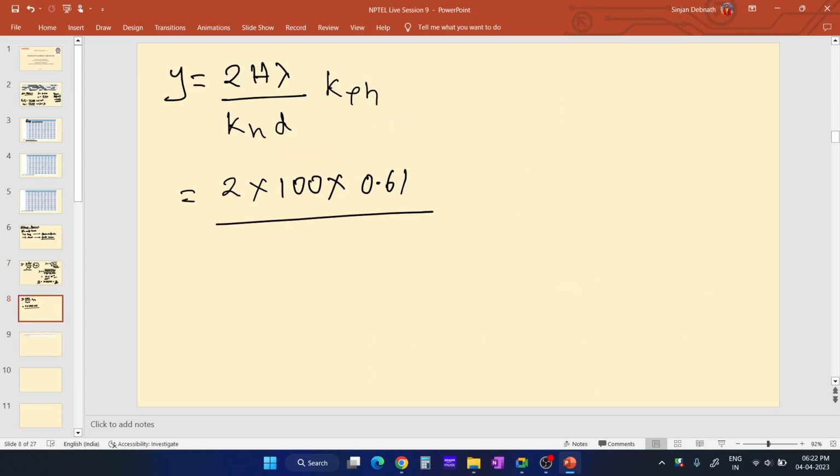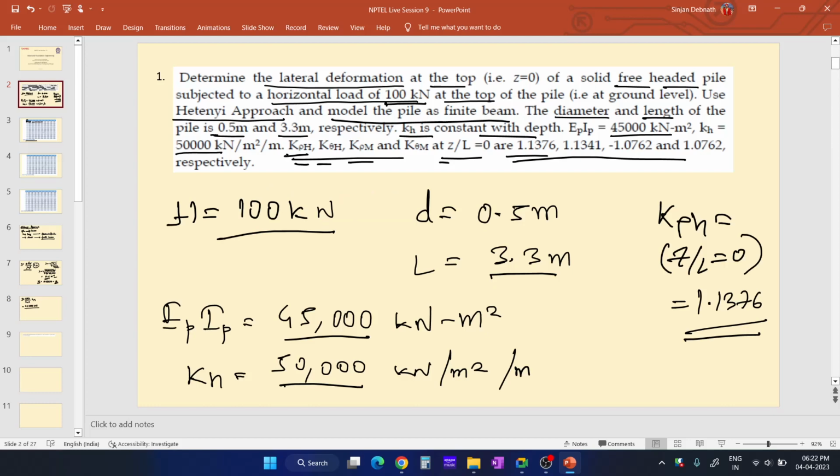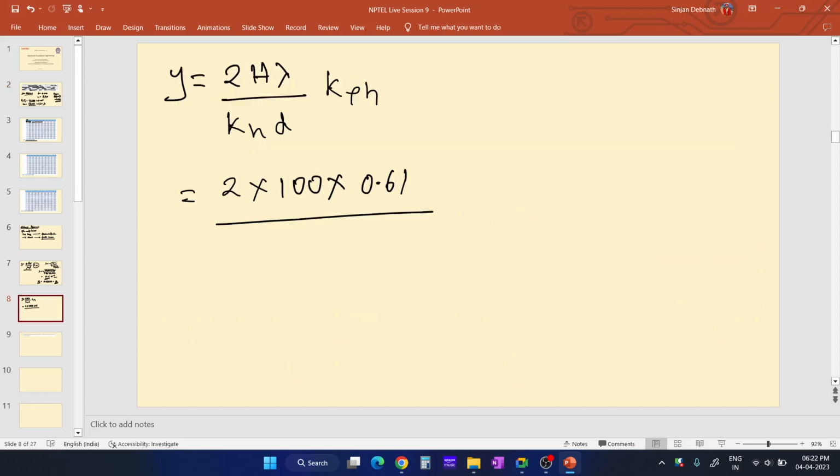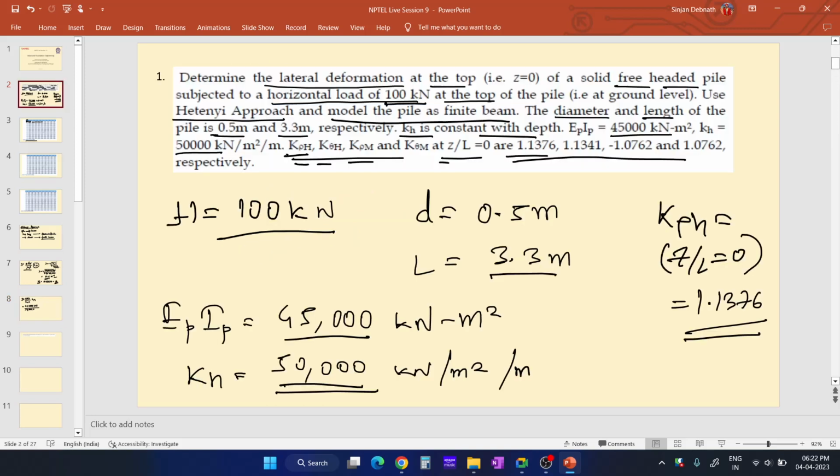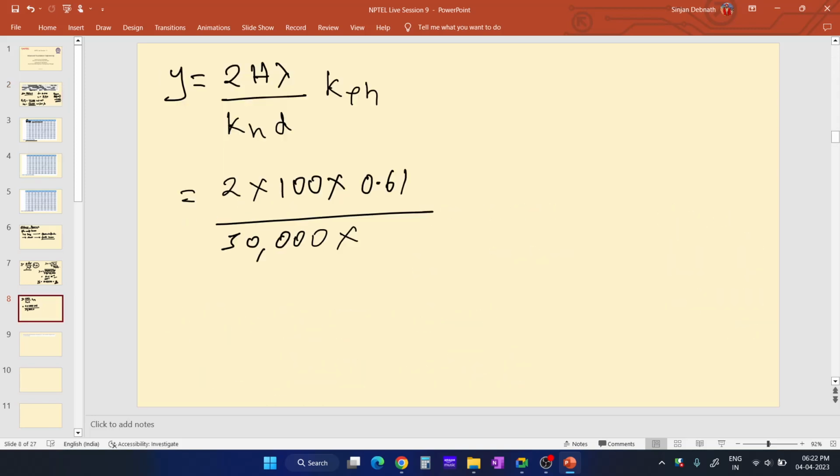How much is the value of kh? That is the horizontal subgrade modulus. It is given in the question. It is 50,000 kilonewton per meter square per meter, or you can say it is 50,000 kilonewton per meter cube. Okay, so it is 50,000 into d. How much is the diameter of the pile? The diameter of the pile is 0.5 meter.